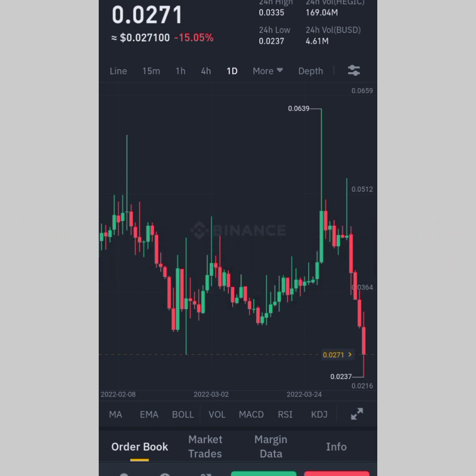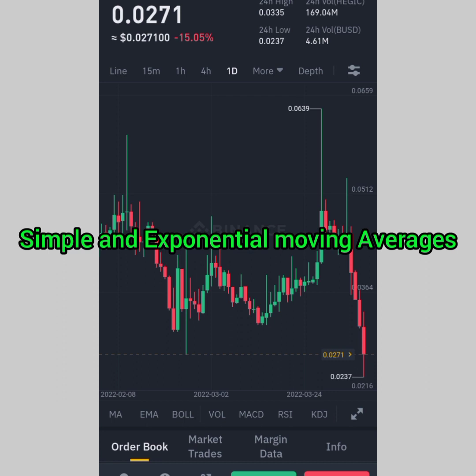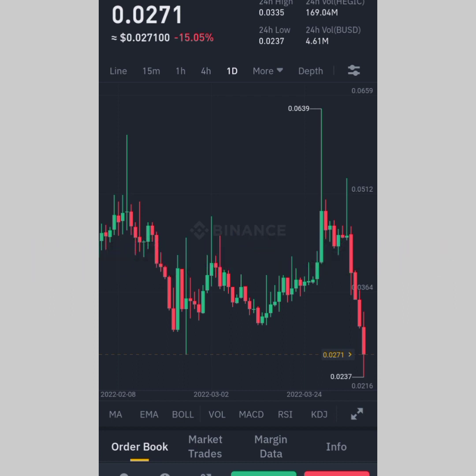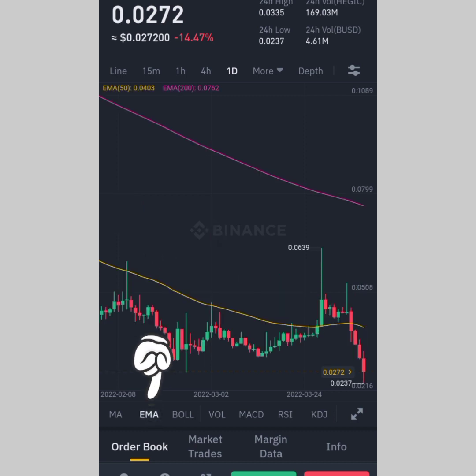But basically we have two kinds of moving averages. We have the simple moving average, which I've just explained, and the exponential moving average. Okay, the exponential moving average is quite complex but gives more precise decisions when you are trading. So now, how do you plot your EMA on your Binance app? It's very simple. You just simply click here. Mine is on 50 and 200. Okay, the 50 here is the fast moving EMA, and the 200 is the slow moving EMA. Okay, so I have them plotted here already.